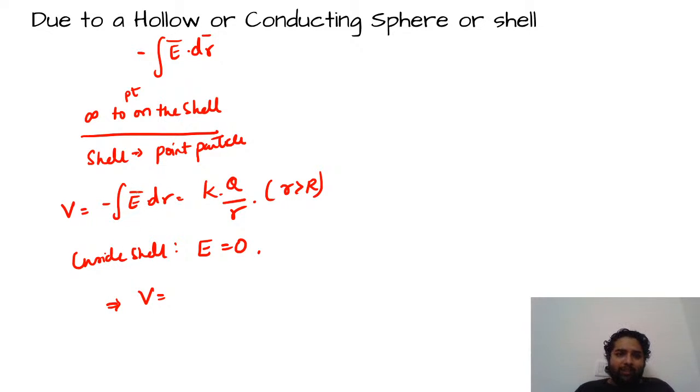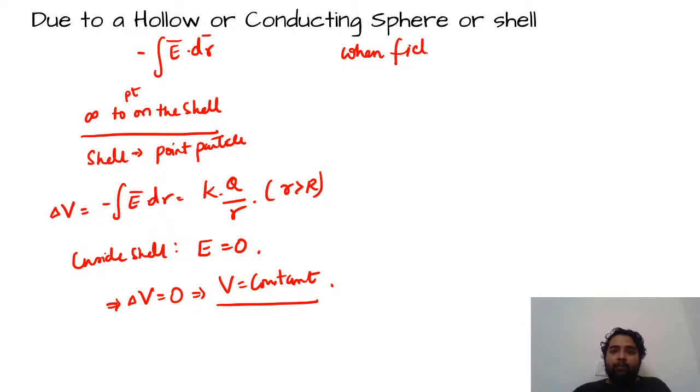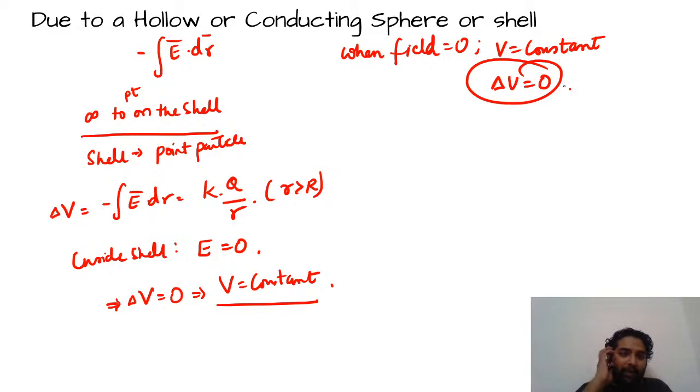As a result, the integration of this whole thing will become constant, which means change in potential will be 0, which means V will be equal to constant, guys. This is the major thing you have to understand. Whenever field is 0, potential will be constant. It won't be 0. The change in potential will be 0. Getting it? Change in potential is integration of E dot dr. So when field is 0, the potential difference will be 0, which also means potential is constant. So you can either say potential is constant or potential difference is 0. Clear? So this is the main thing you have to understand here.